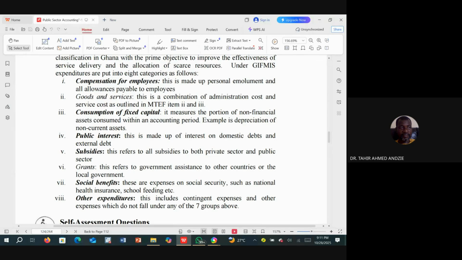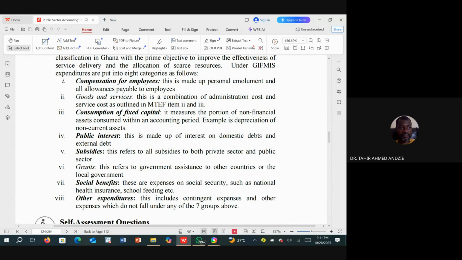Subsidies are monies given to public and private institutions to actually assist them, I mean, enhance their operations or whatever. It's an assistance government gives. Okay, so then we have grants. There's a difference between assistance and subsidies, so we shall talk about that one.